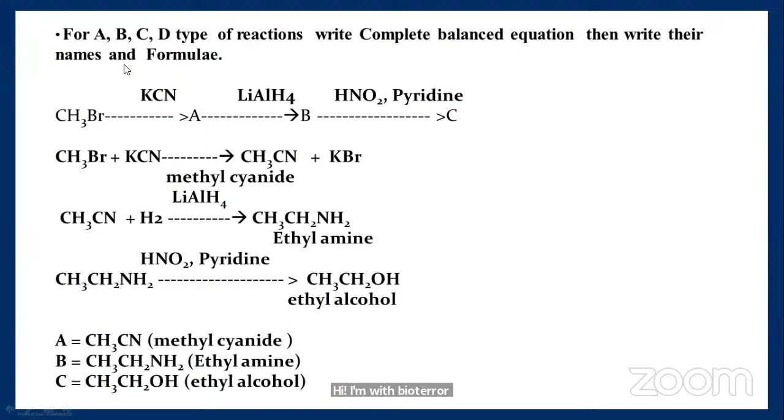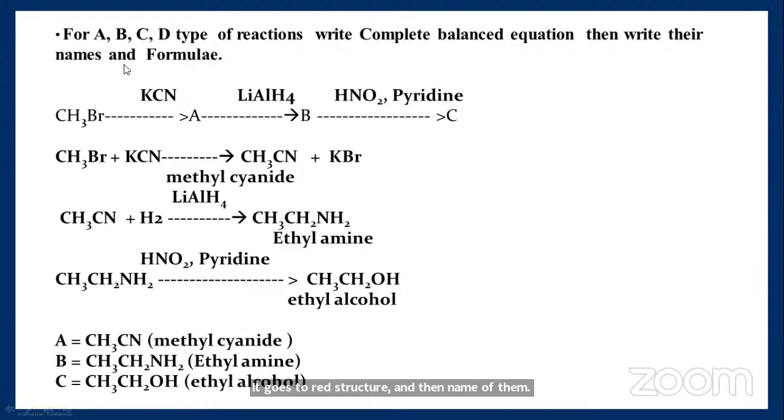For A, C, and D type reaction, first you have to write the reactions and then below that you have to write A. What is A? For that A, first you write structure and then name of A. Similarly for B, C, and D.